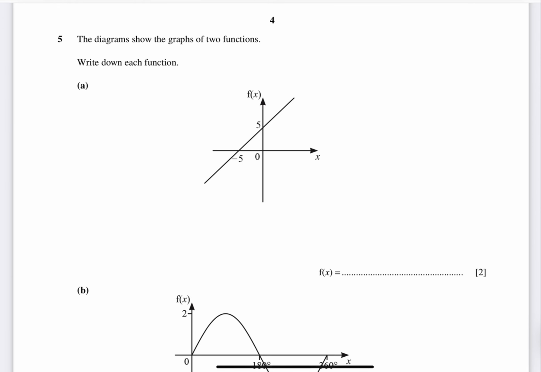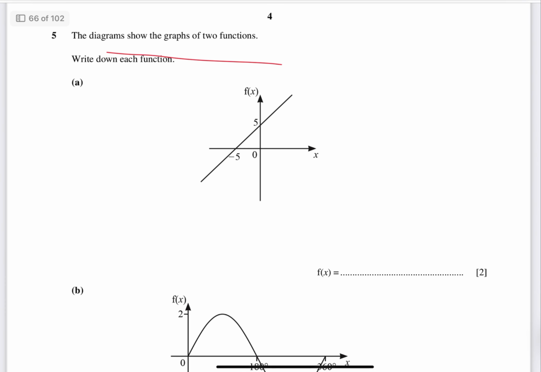Now let's look at this question, learners. The diagram shows the graph of two functions. Write down each function. We have to find the equation of this line. We all know that the equation is y equals mx plus c. This c is the y-intercept, where the line meets the y-axis. So the value of c is 5, visible from the graph. We have to find m.